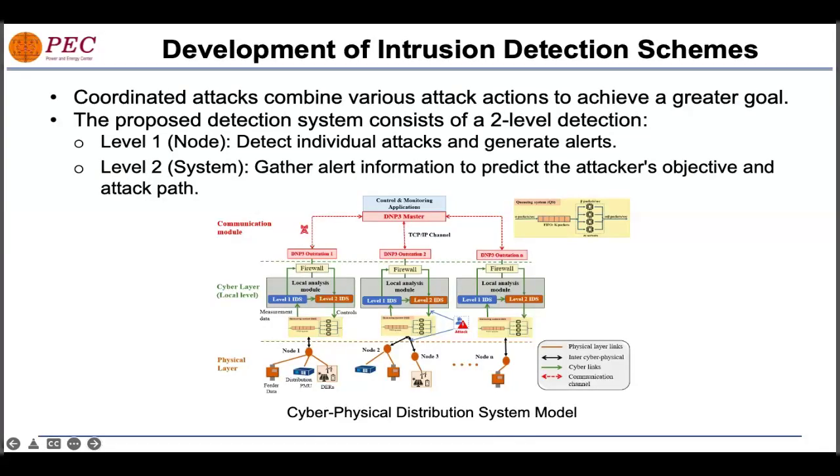With those topics covered, we develop our intrusion detection schemes to capture the coordinated attacks. Coordinated attacks mean there is a sequence of attacks that the attacker has attempted in order to cause more harm to the system. Our detection scheme consists of two-level detection. For level 1, we detect individual attacks just like what we explained in the previous slide, and then we generate alerts and send them to the level 2 IDS. The level 2 will gather alert information, process them, and then predict the attacker objective and also the attack path.